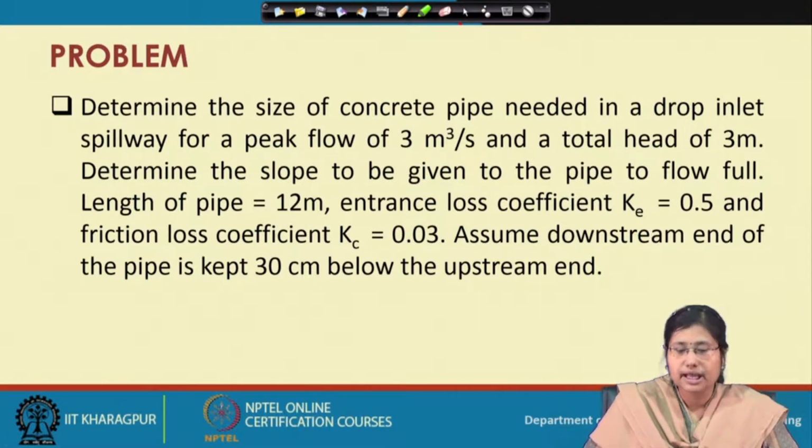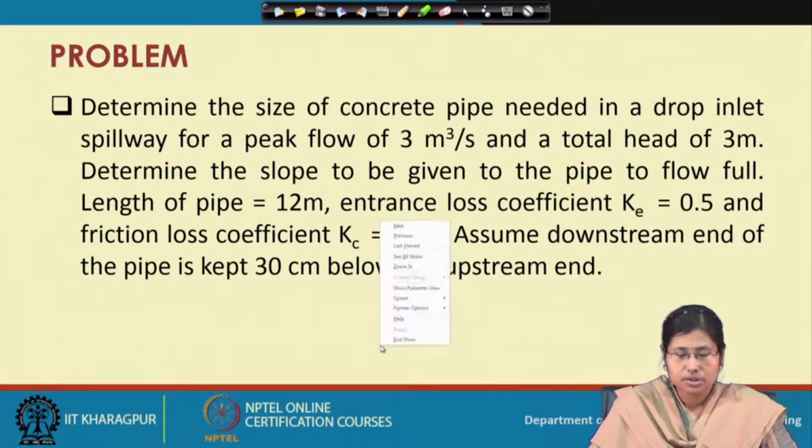Determine the size of concrete pipe needed in a drop inlet spillway for a peak flow of 3 meter cube per second, and the total head is assumed as 3 meter. Determine the slope to be given to the pipe to flow full, and the length of the pipe is kept as 12 meter. The entrance loss coefficient is 0.5 and the friction loss coefficient is 0.03. Assume the downstream end of the pipe is kept around 30 centimeter below the upstream end.